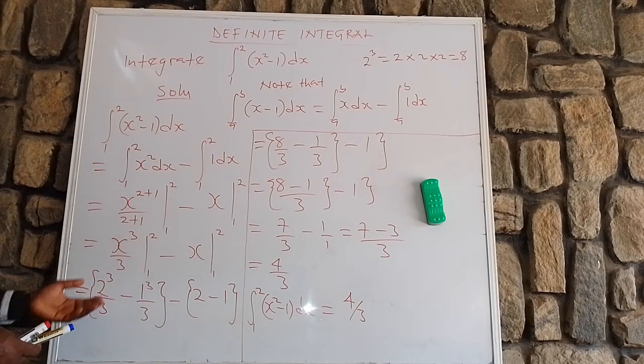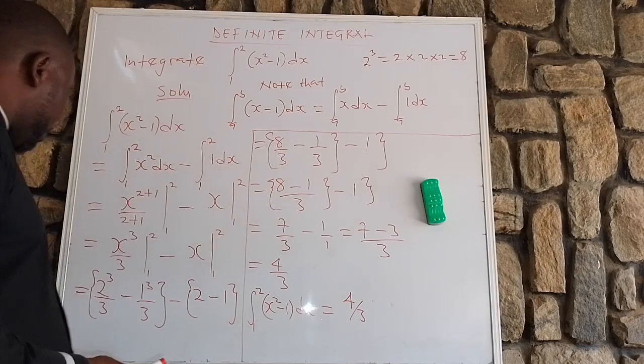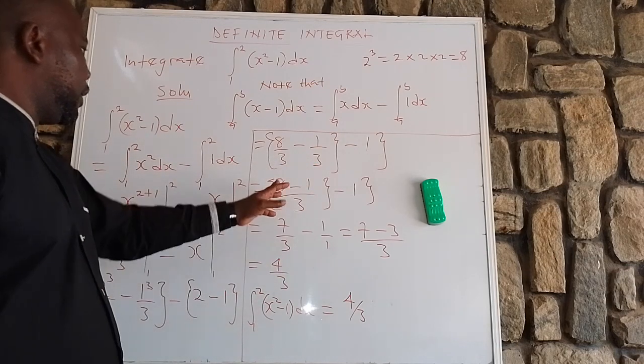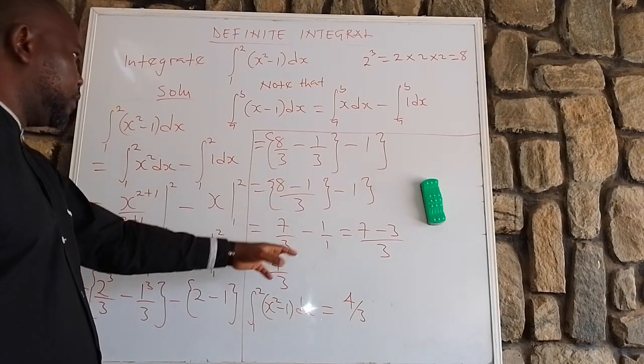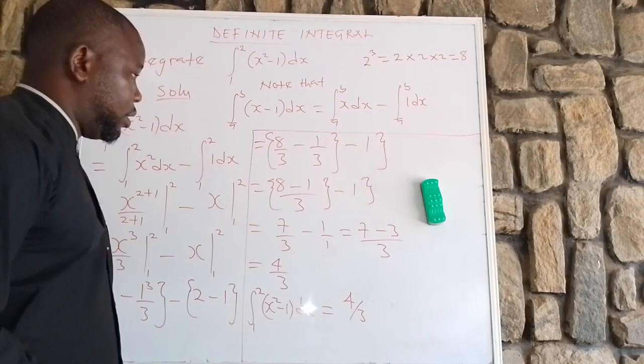Just go through it, look at it, go through it. This is 8, this is 1 all over 3, 8 minus 1 is 7. So this is how you are going to solve it.